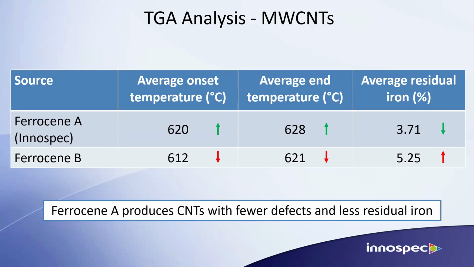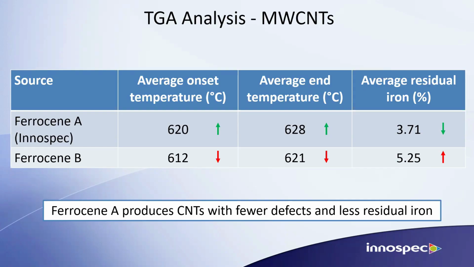The multi-walled carbon nanotubes made with ferrocene A begin to oxidize at 620 degrees C, compared with 612 degrees C for ferrocene B. This higher onset temperature means the material is more thermally stable, indicating ferrocene A produces carbon nanotubes that are more graphitic and have fewer defects compared with those made using ferrocene B, again supporting the Raman and SEM results discussed earlier. And the end temperature also follows this same trend, with a higher temperature of 628 degrees C for ferrocene A and 621 degrees C for ferrocene B.